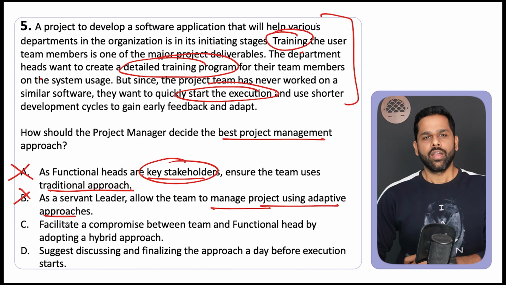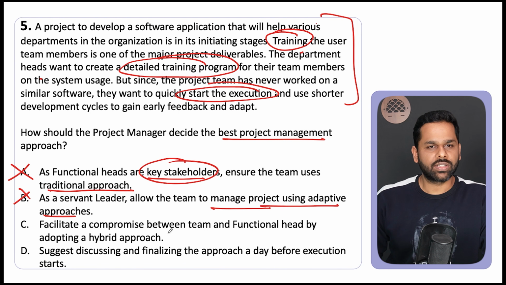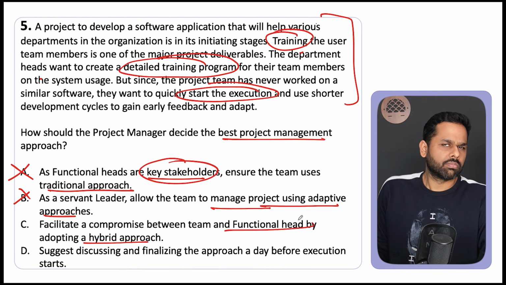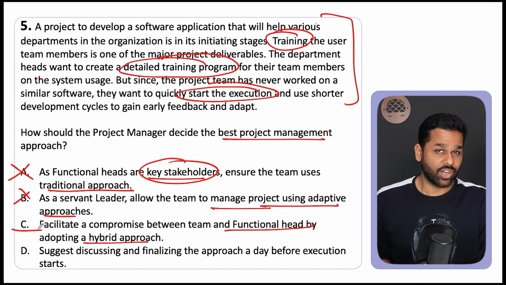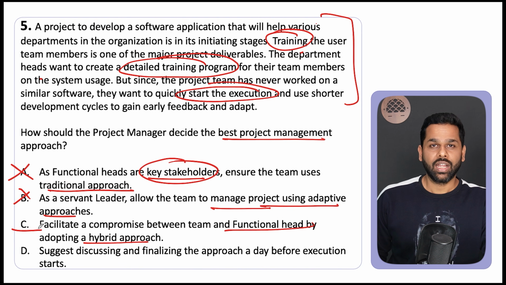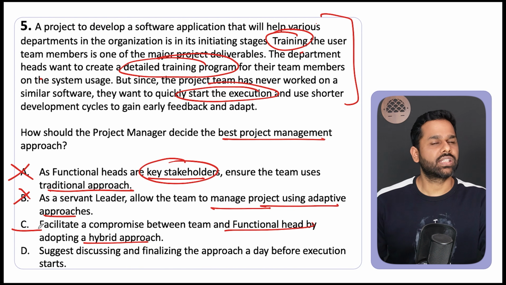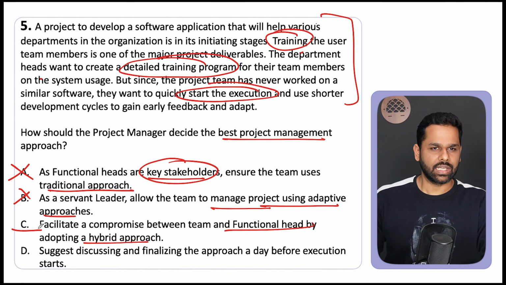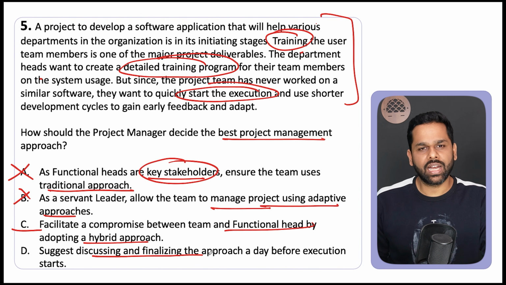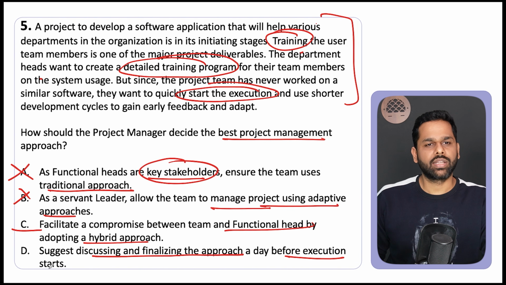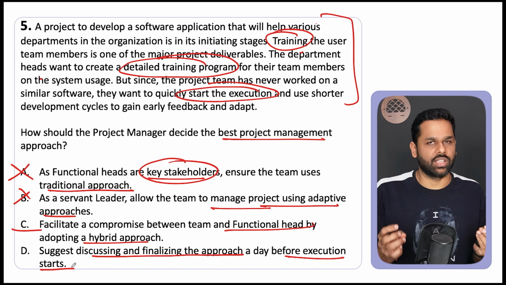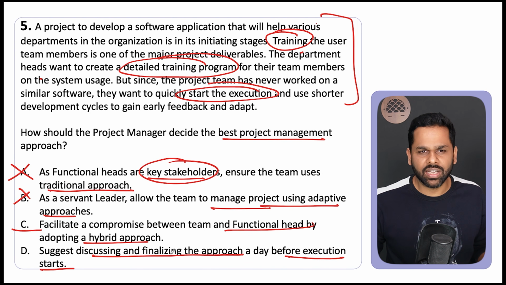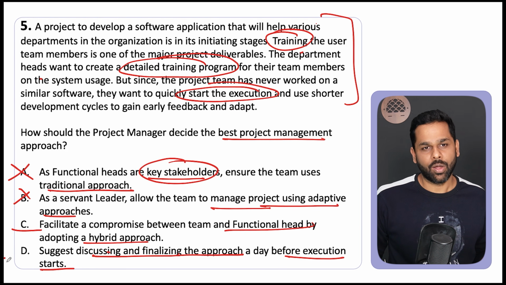Then we go to C. Facilitate a compromise between team and functional head by adopting a hybrid approach. Possible. But we have seen in the previous question that compromise might not always be the right choice. So we'll have to look at D. And if D is not as good as C, only then C will be selected. Let's see. Suggest discussing and finalizing the approach a day before execution starts. Right? If you are in a rush to solve questions, you will say, okay, suggest discussing and finalizing. Over compromise looks like collaboration. Okay, this is a good choice. Or better than C. No.